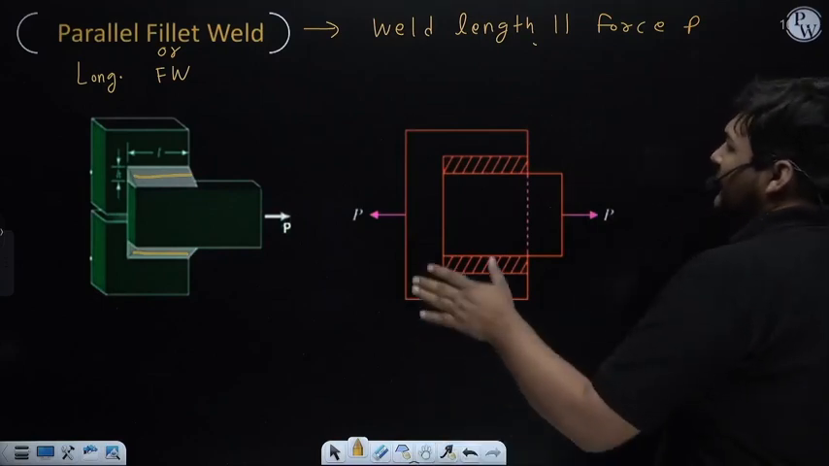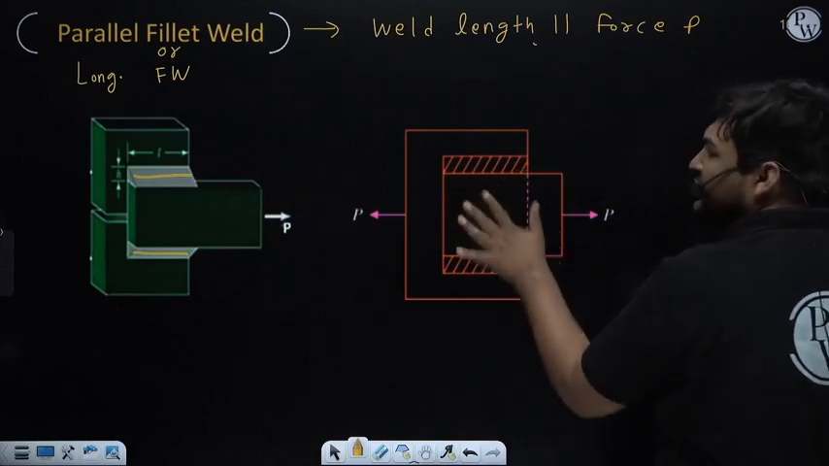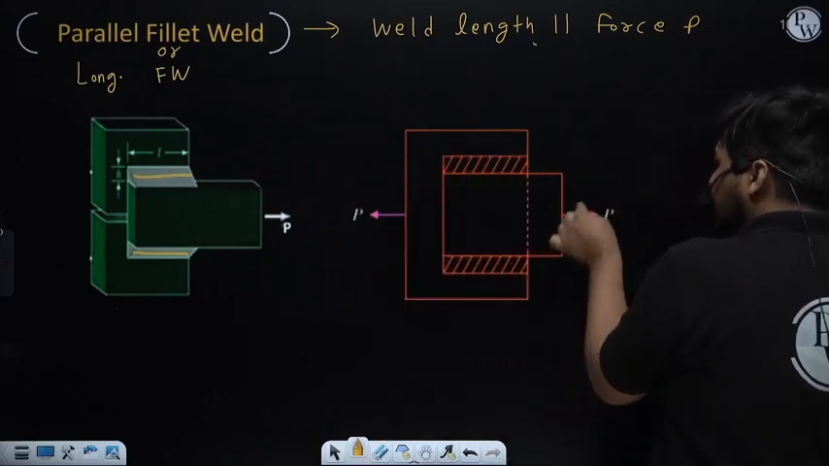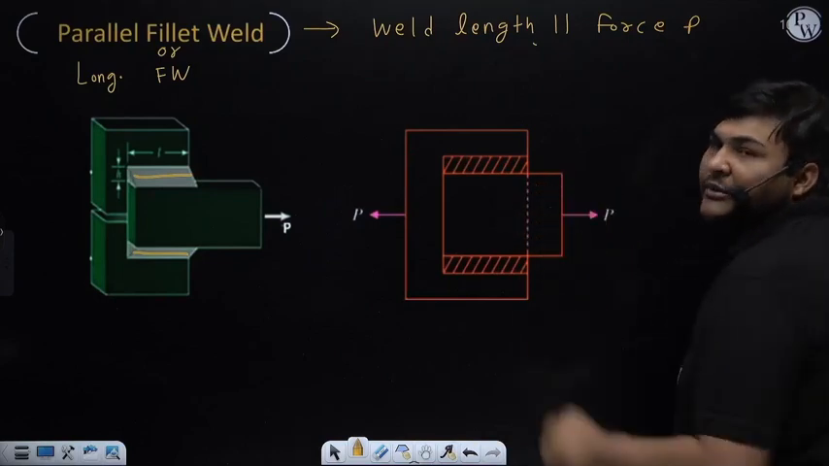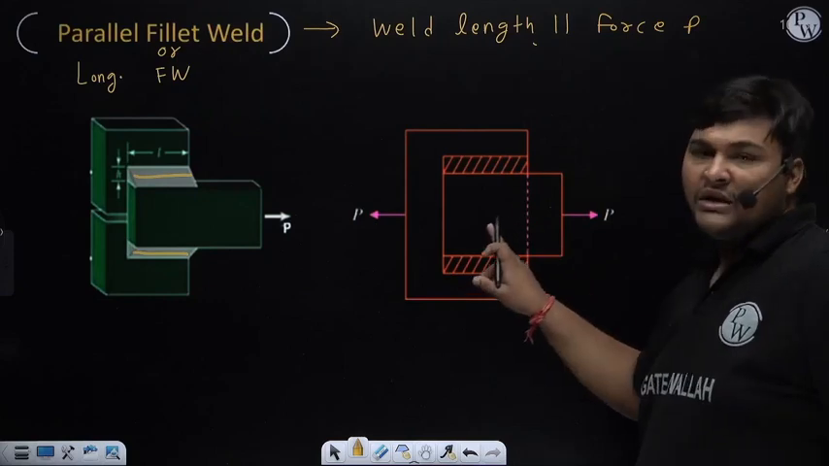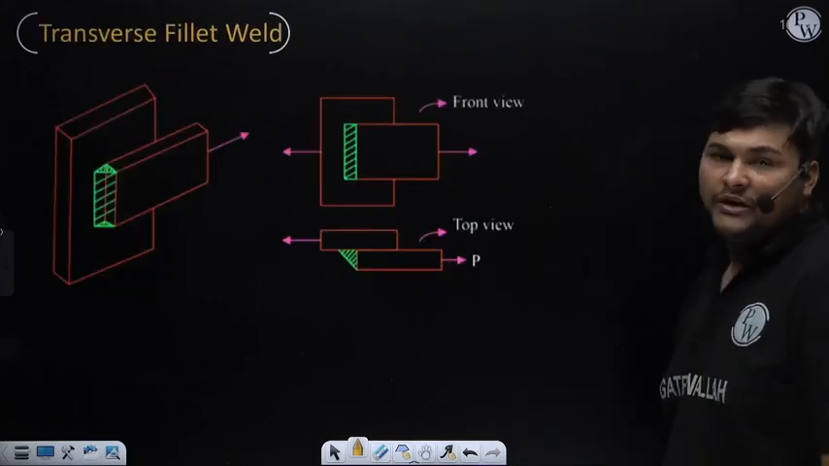Now this is the side view of this fillet weld. From this side it will look like this. This is the weld length, and it is parallel to force P, which means this fillet weld is a parallel fillet weld. Through this view you can also easily imagine this. Now I will discuss transverse fillet weld.